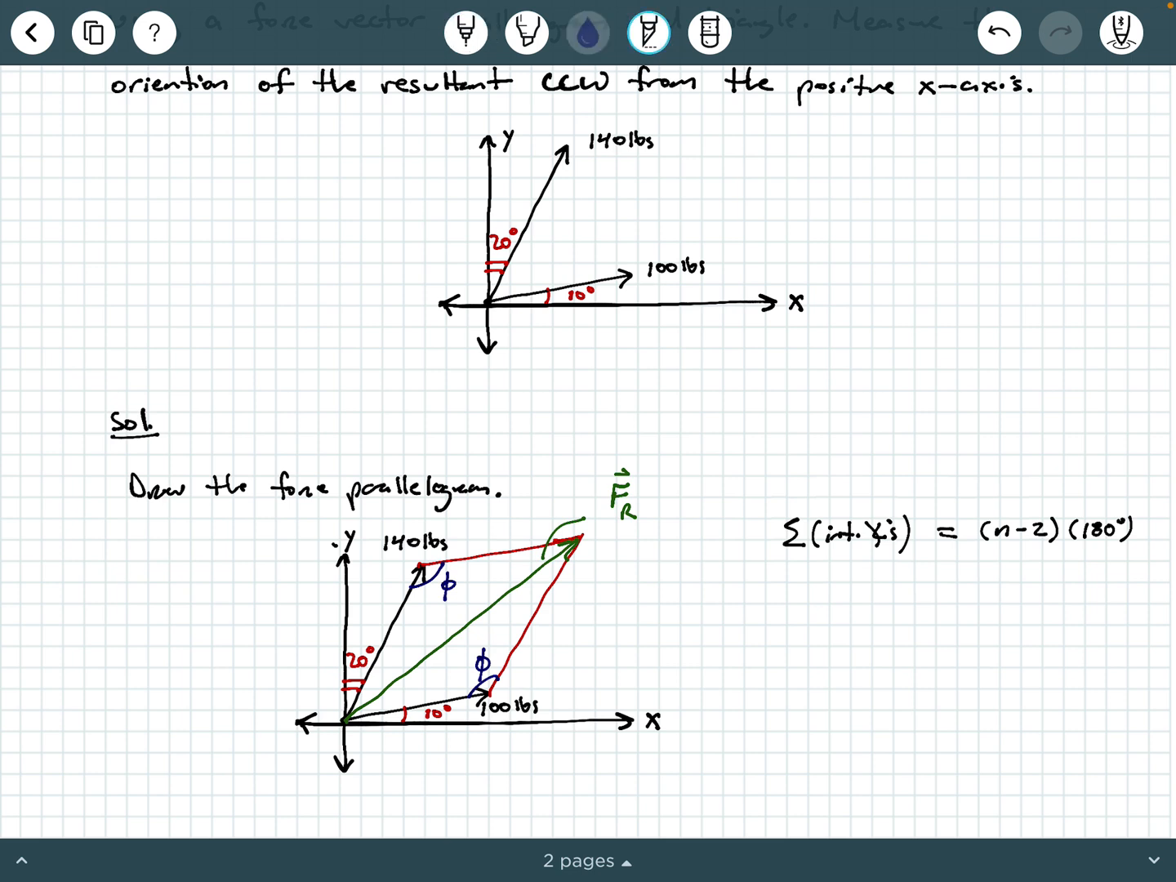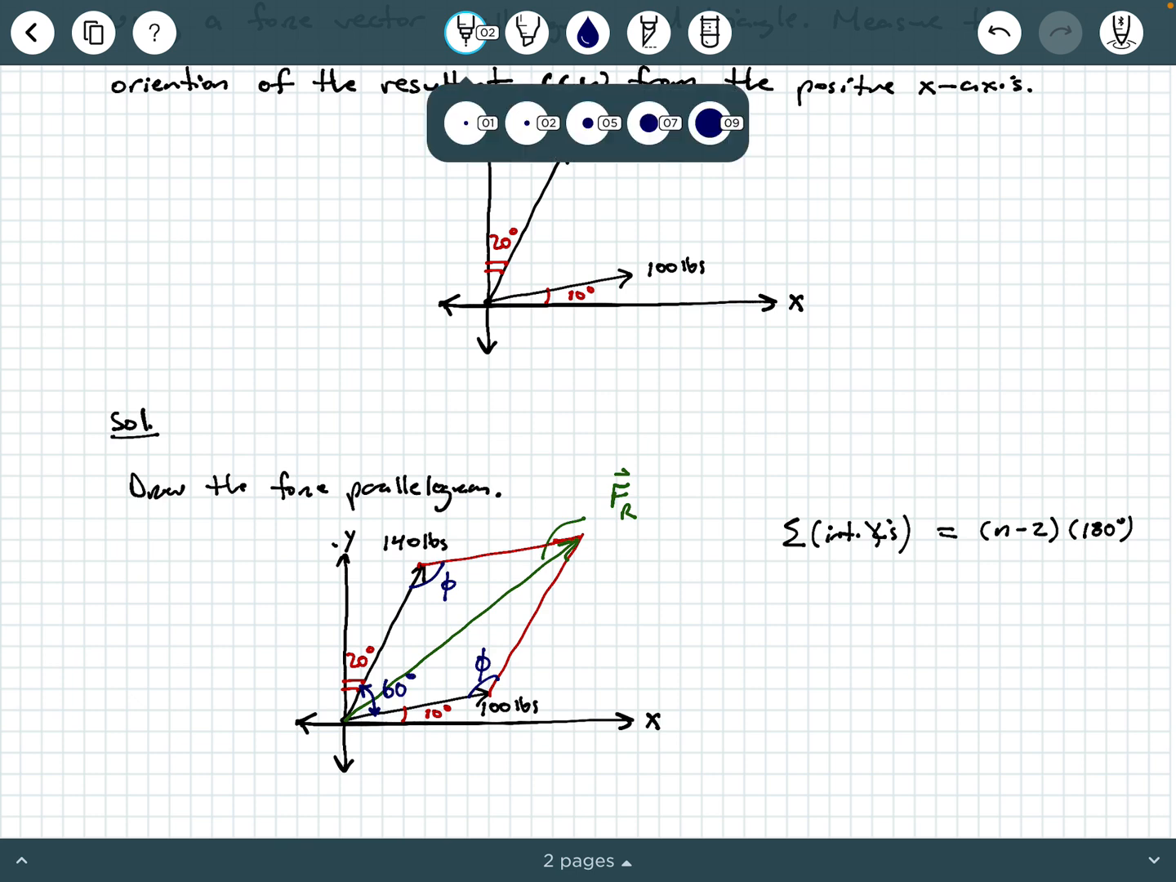Now, do I know anything about these interior angles? Well, I think I do. I would say that this interior angle here, which is the angle in between the 140 and 100-pound vector, is what? Well, it's 90 degrees minus 20 minus 10. So that is 60 degrees, which means that this angle right here is also 60 degrees.